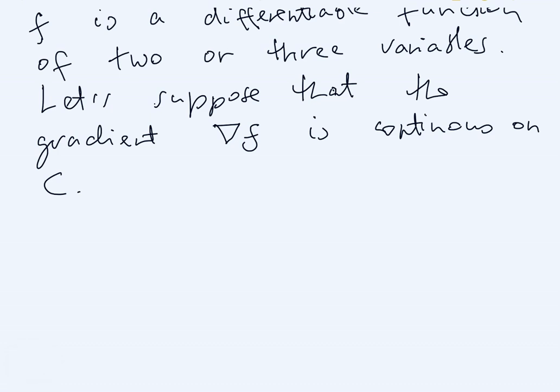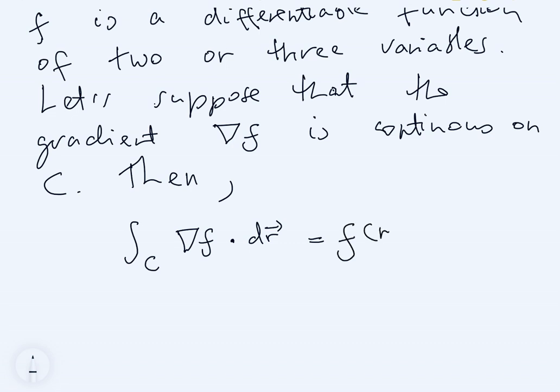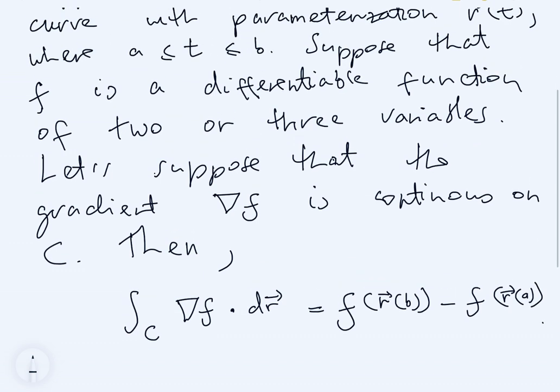Now we say then the integral along C of the gradient of f dot dr is equal to the following. It's equal to f of r of b minus f of r of a. And that's basically what the theorem states.